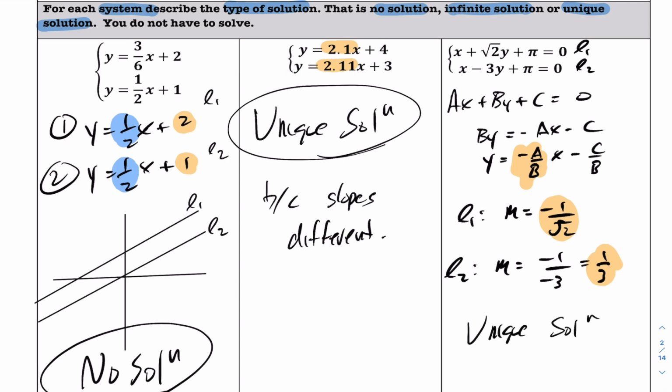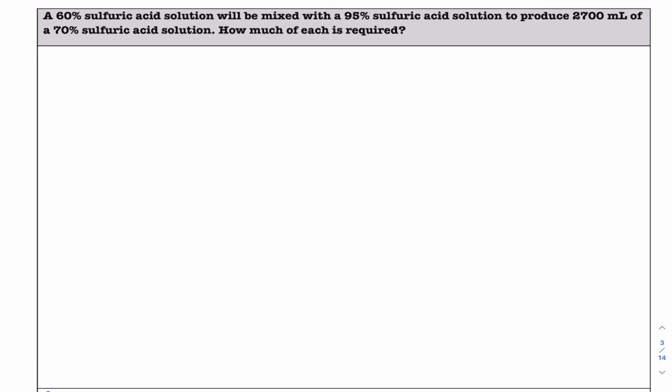All right, let's take a look at another. So now we get into word problems here. If you're taking a look at these word problems, we have a 60% sulfuric acid solution mixed with a 95% solution and produces 2,700 milliliters at 70% concentration.